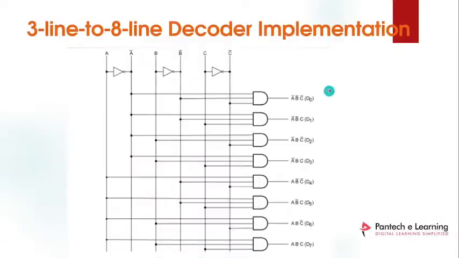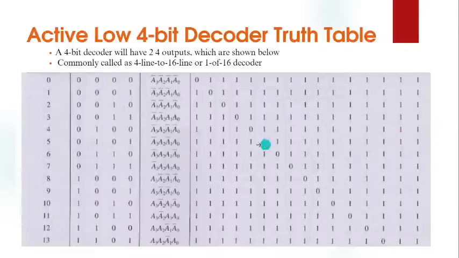And this is the implementation of the 8x3 decoder, like 8 input, 3 input, 8 output. And this is a truth table for the 4-bit decoder, like 4 input, 16 outputs. Like I already said, n is for input, n equal to 4 means 2 power n is output. 2 power 4 means 16. So we will get 4 inputs, 16 outputs.